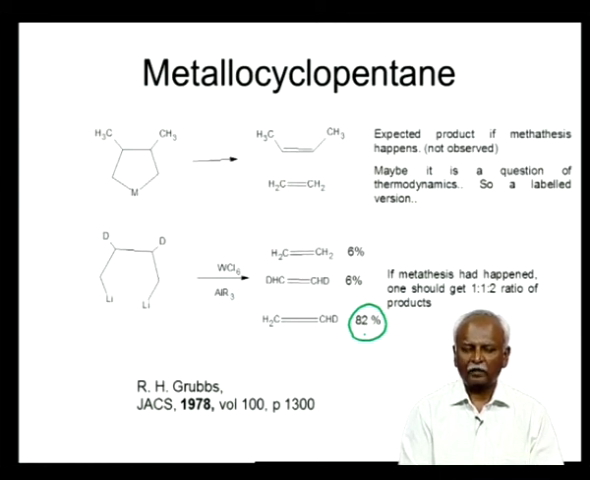So, you should have in fact formed double the amount of CHD, and that was not being formed, and so it is unlikely that metathesis was in fact happening in this reaction. So, Grubbs was instrumental in discounting the metallacyclopentane pathway.